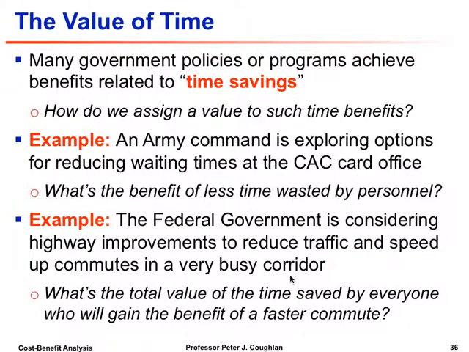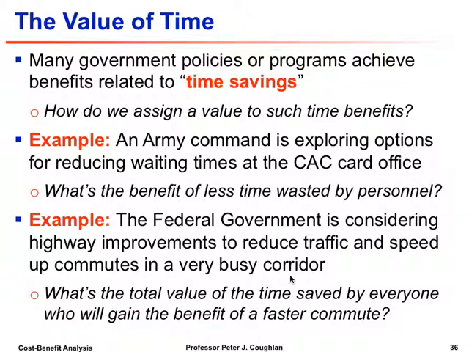Now, a lot of government programs are about saving time. Widening a highway is about saving commuting time. But think about examples such as this. Consider an Army command exploring options for reducing waiting times at the CAT card office. What's the benefit of less time wasted by personnel? What's the benefit of less time wasted by, say, dependents? Or do we not care about the dependents? But generally, what's the benefit of less time wasted?